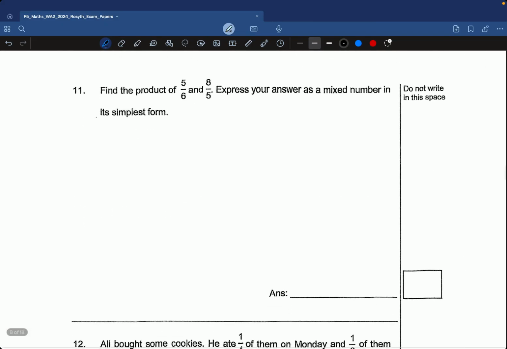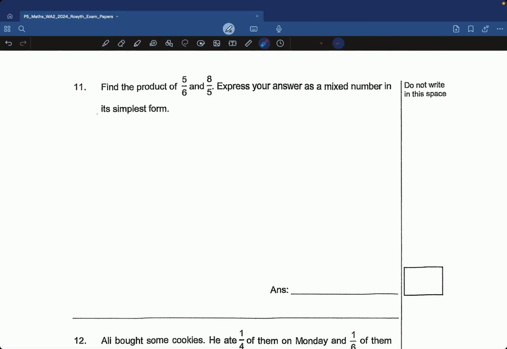Let's move on to question 11. Find the product of 5 over 6 and 8 over 5. Always remember, product means multiply. So 5 over 6 times 8 over 5. Express your answer as a mixed number in the simplest form. We can simplify 5 and 5, and this will be 1.